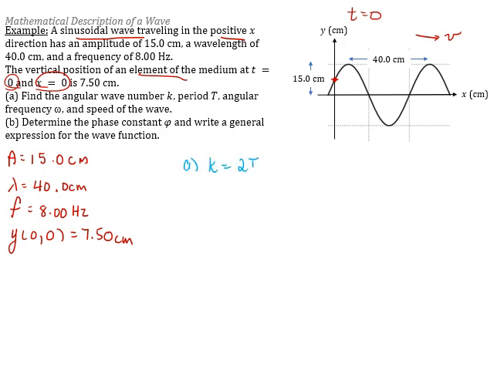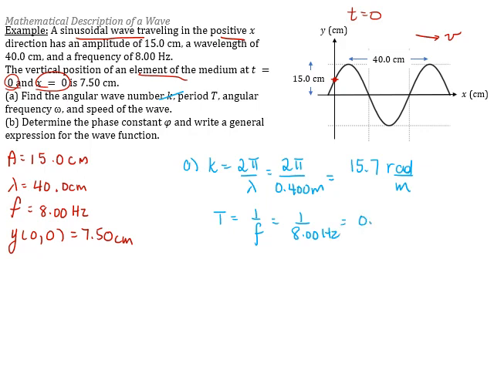k we know is 2 pi over lambda. 2 pi divided by 0.40 meters gives us a wave number of 15.7 radians per meter, or meters to the minus 1. Okay, what is the period T? Period T is 1 over frequency, 1 over 8 hertz, equals 0.125 seconds. Period's done.